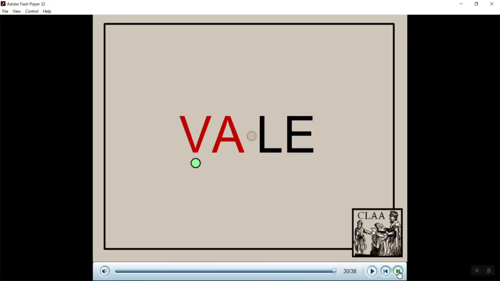Here's an example of a word that in classical Latin began with the vowel u followed by a vowel. In classical Latin, this word would be read "vale." In church Latin, we read this "vale."